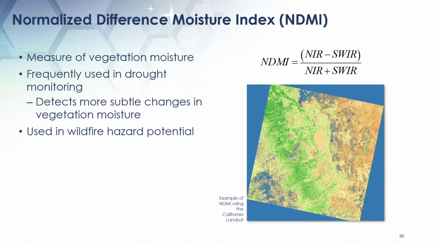The Normalized Difference Moisture Index, or the NDMI, uses the shortwave infrared band, which is more sensitive to water within vegetation. Thus, it can detect subtle changes in vegetation moisture and is a good index to evaluate drought. This can also be used for identifying fuels in forests to determine susceptibility to large wildfires.